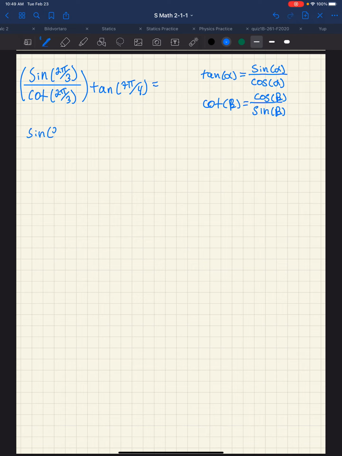So we have sine of 2 pi over 3, and now that's divided by cotangent of 2 pi over 3. Well, cotangent is equal to that, so that is cosine of 2 pi over 3 all over sine of 2 pi over 3. Okay, and then all of this is going to be multiplied by our tangent of 7 pi over 4. Well, we know tangent is sine over cosine, so that's just going to be sine of 7 pi over 4 all over cosine of 7 pi over 4.